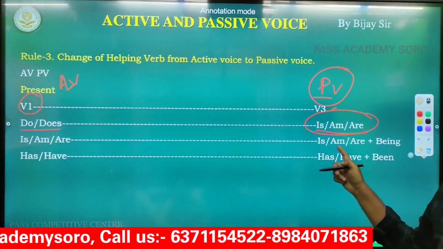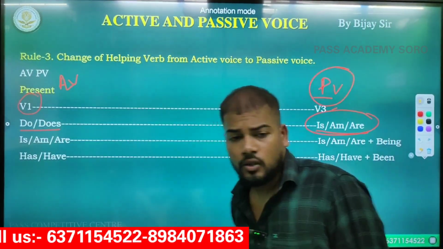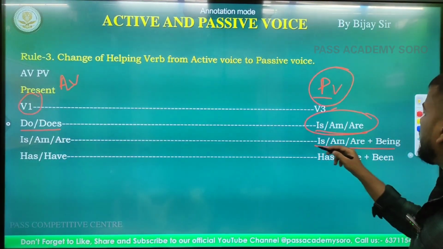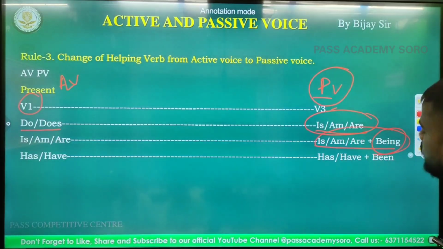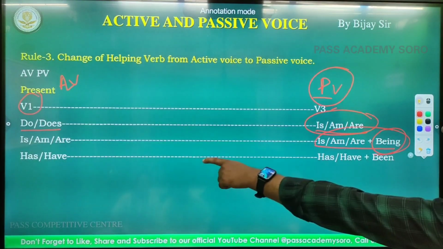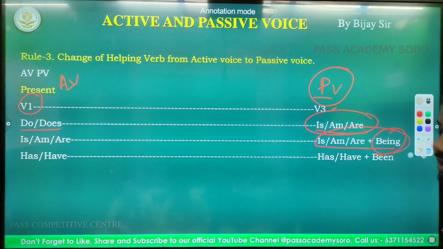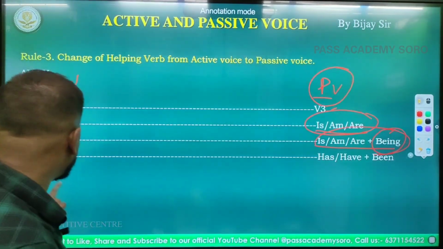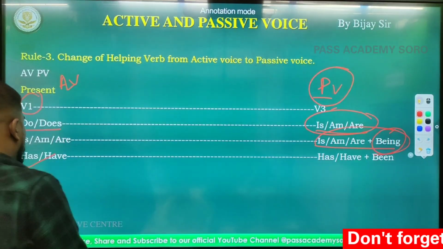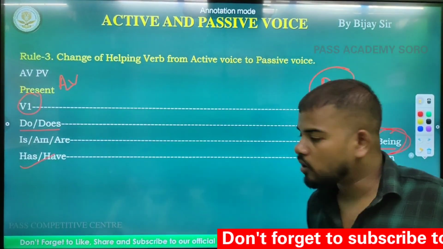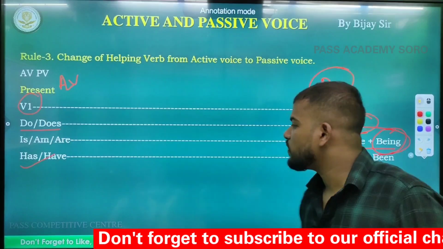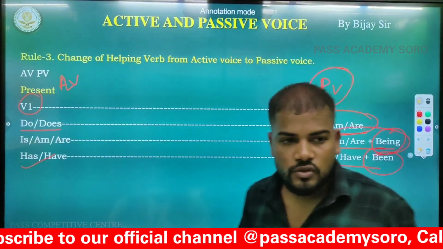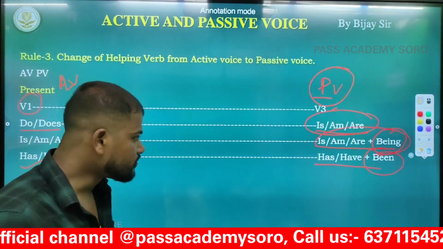Do, does become is, am, are, and if is, am, are, it means present continuous form, we will change into passive and we will just add being. It means we will use being in passive voice if our sentence is in present continuous form. And if our sentence is in present perfect, has, have, we will definitely convert into passive and we will use been. We will use been in passive voice.